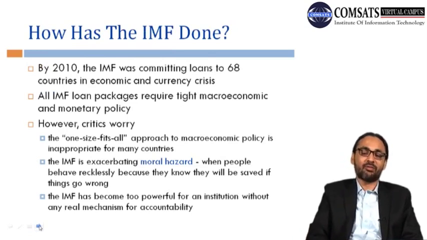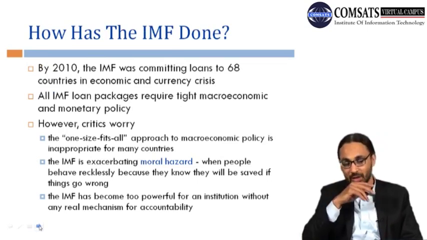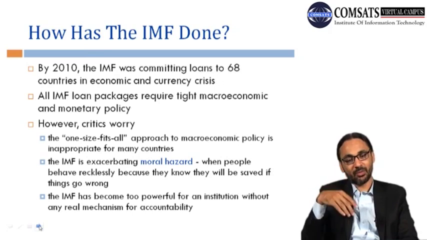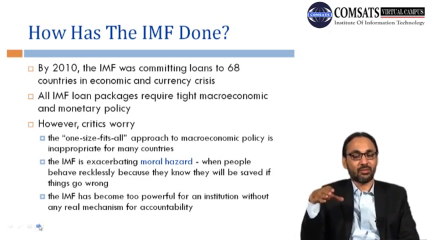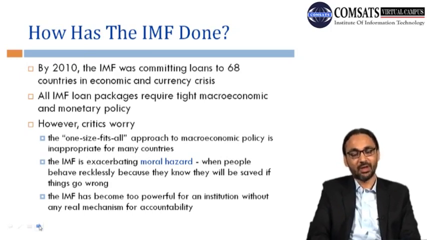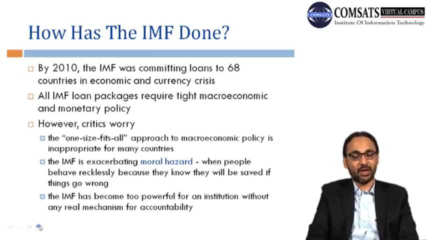By 2010, the IMF was committing loans to 68 countries in economic and currency crisis. In total, if we talk about the performance of the IMF till 2010, it has lent to 68 countries different sorts of loans in order to combat economic and currency crises. All IMF loan packages require tight macroeconomic and monetary policy. This is what we discussed. However, critics worry that the one-size-fits-all approach to macroeconomic policy is inappropriate for many countries.